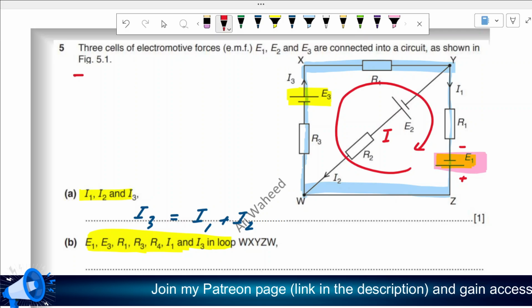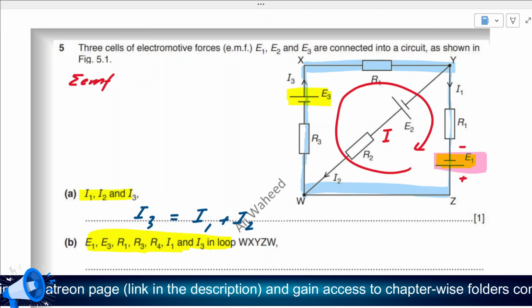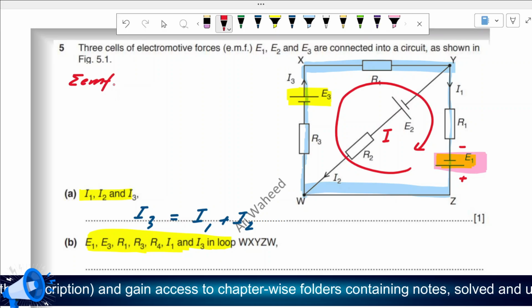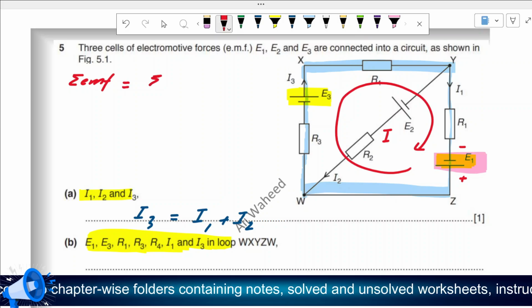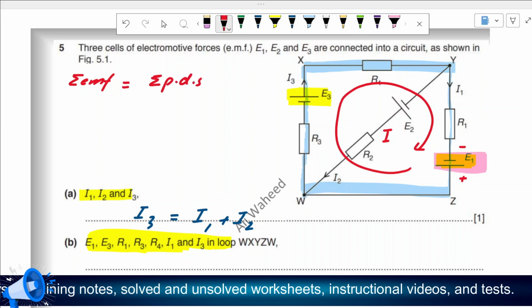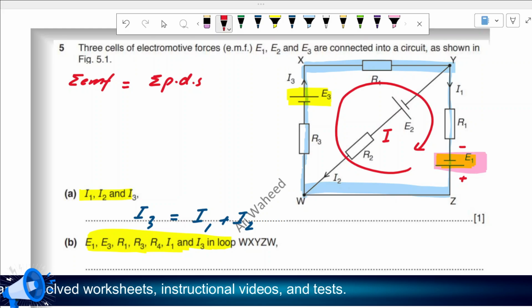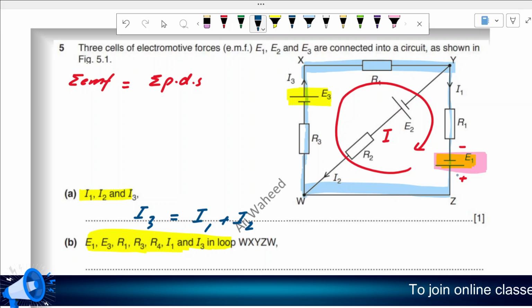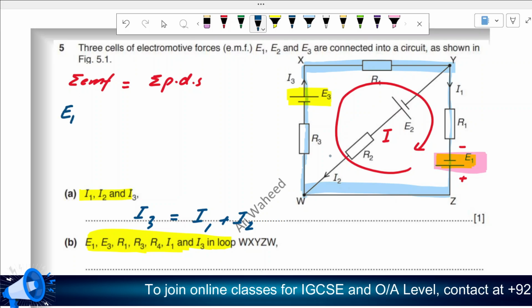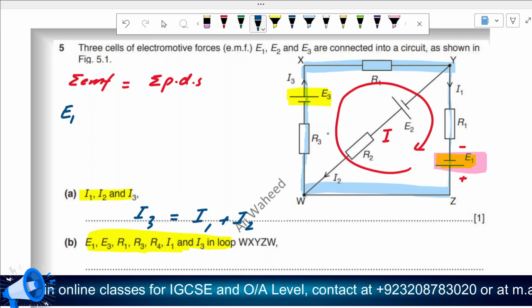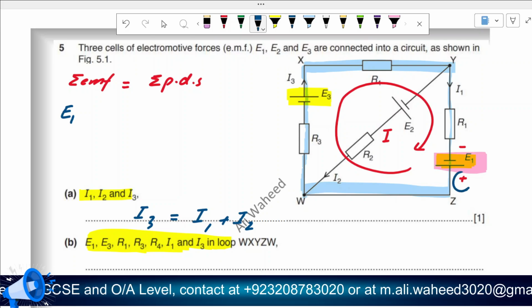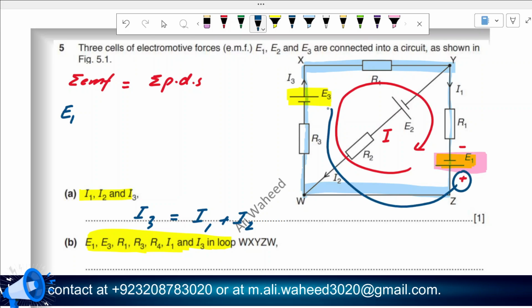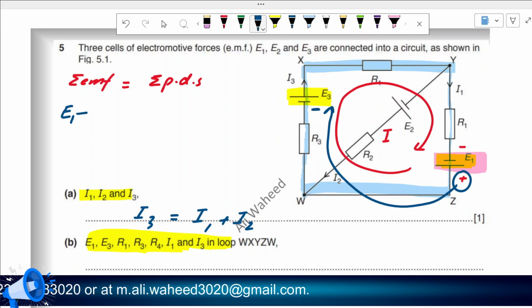Let us write the expression: sum of EMFs on one side and sum of PDs on the other. Now, how many EMFs do we have? Well, the first one, you write the reference one first, E1. And then the second one was E3. Should we add this one or subtract? You see, the positive of this battery is connected with the negative of the other one, so we add the batteries.